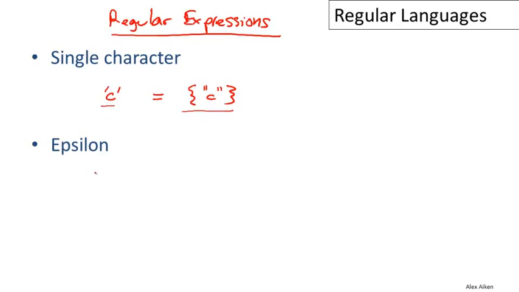Another basic building block of regular languages is the regular expression epsilon, which is the language that contains, again, just a single string, this time the empty string. And one thing that's important to keep in mind is that epsilon is not the empty language. Okay, so this does not correspond to the empty set of strings. It is a language that has a single string, namely the empty string.